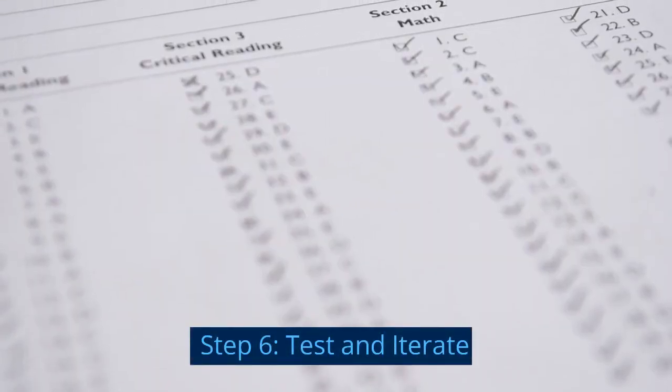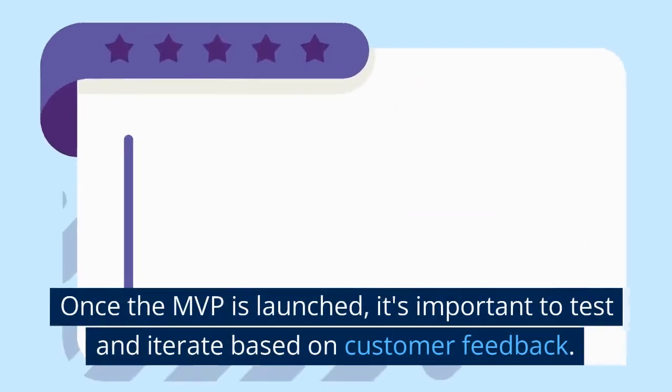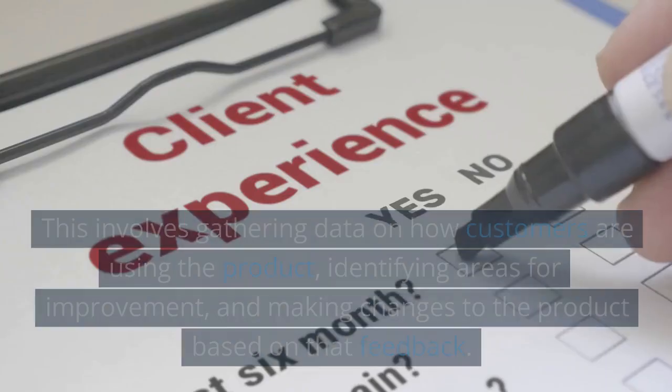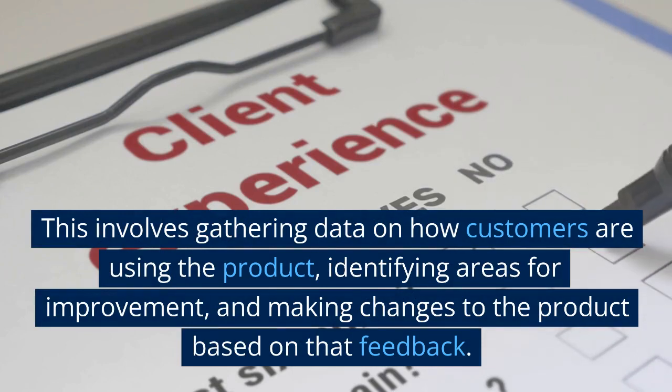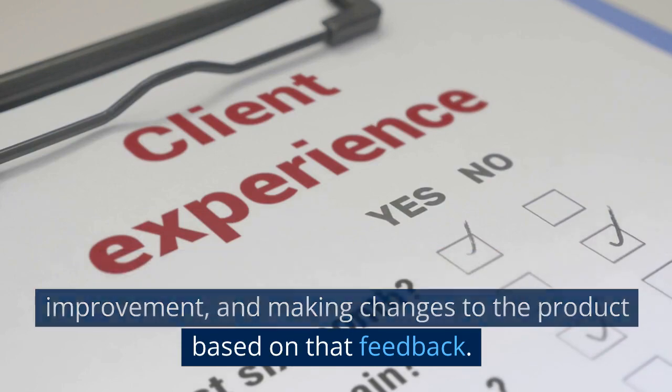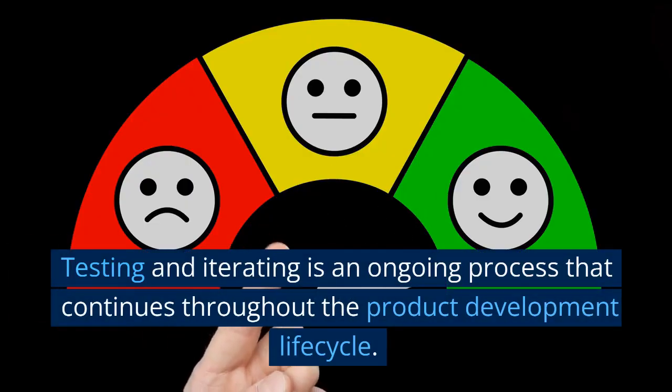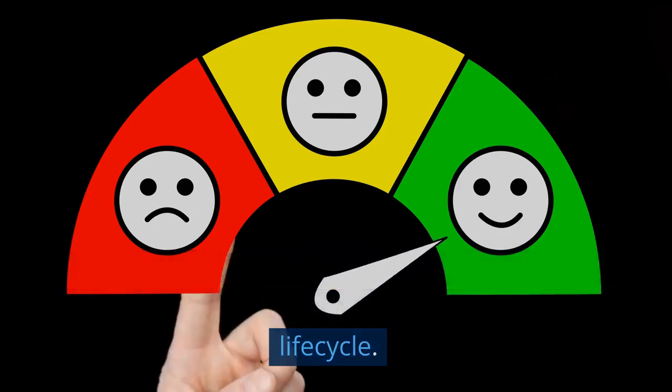Step 6. Test and iterate. Once the MVP is launched, it's important to test and iterate based on customer feedback. This involves gathering data on how customers are using the product, identifying areas for improvement, and making changes to the product based on that feedback. Testing and iterating is an ongoing process that continues throughout the product development lifecycle.